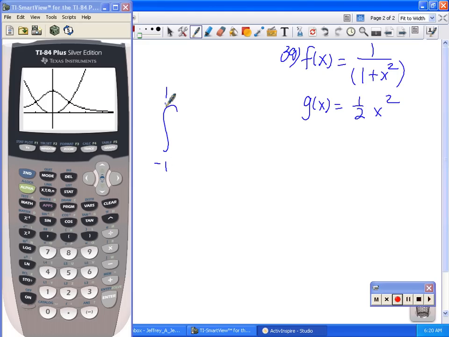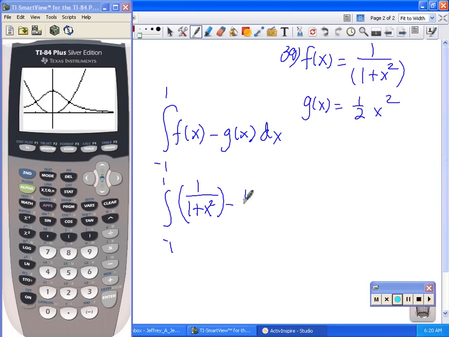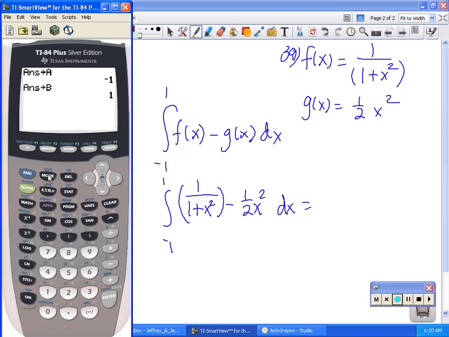We said the curve that is on top, we're doing this function in terms of x, is f of x, and the function that is on the bottom is g of x, dx, which is the same thing as the integral from -1 to 1 of 1 over 1 plus x squared minus 1/2 x squared. And we're not doing this problem by hand. So here we go. So second quit, math, number 9.